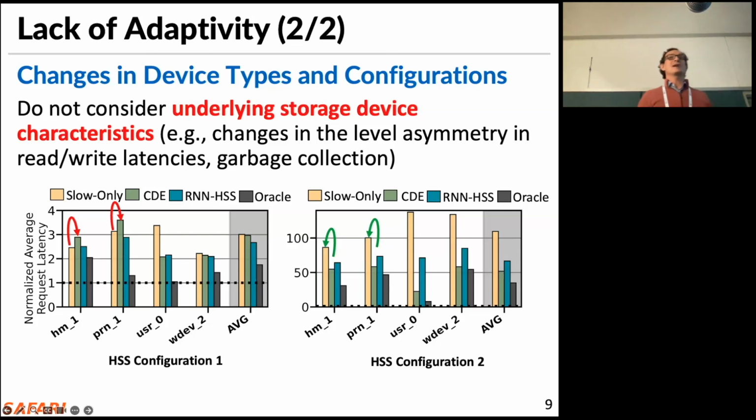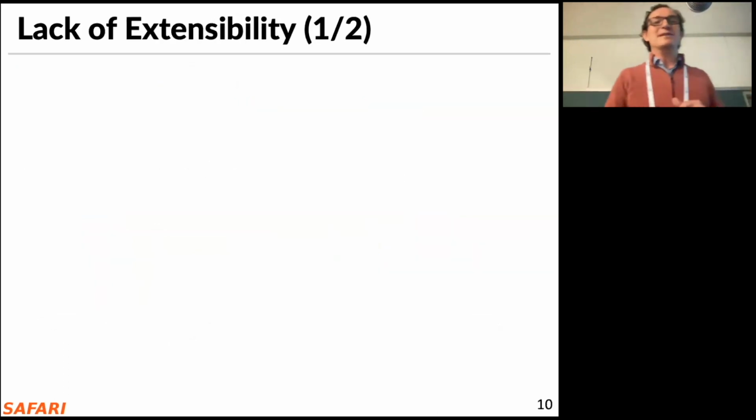So if you want to have a policy you've designed and use it in multiple different storage configurations, this cannot adapt very well. You don't want a policy like this clearly, right? At least it should be as good as the slow only configuration, which is putting everything in the slow device, but it should be much better than that to begin with, right?